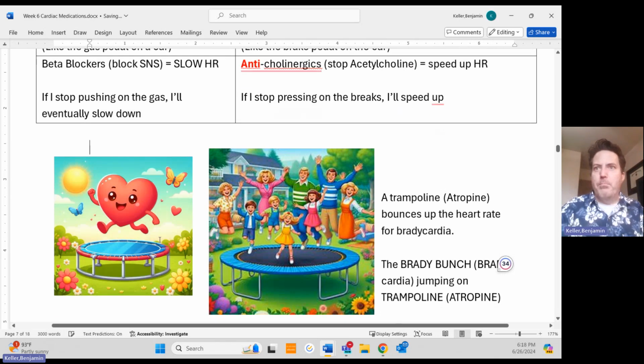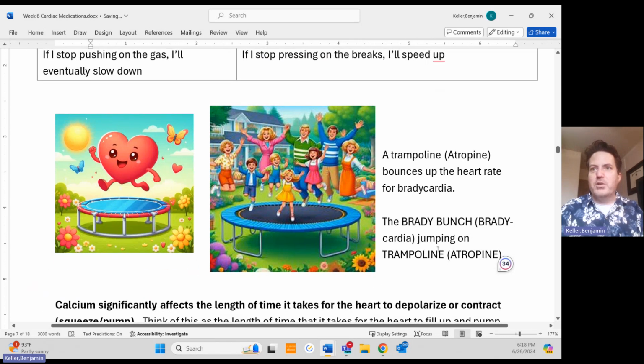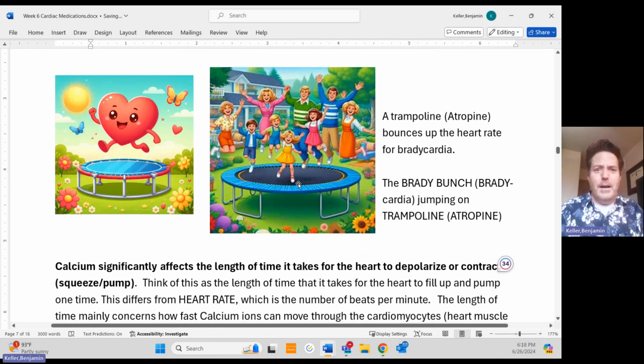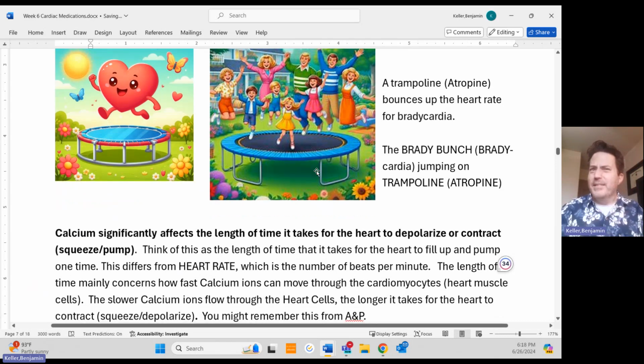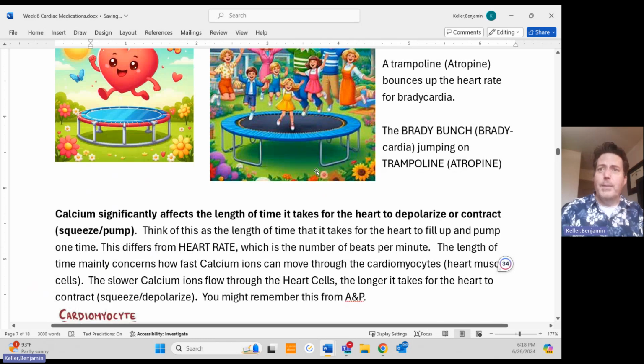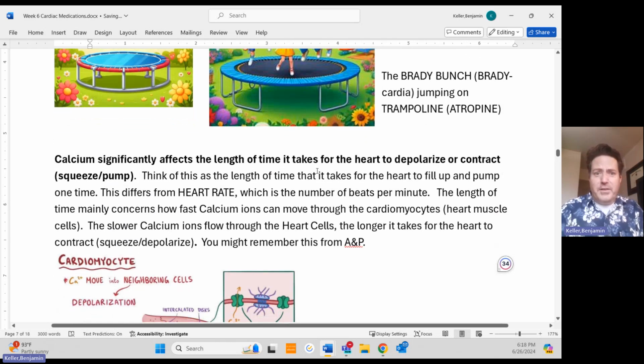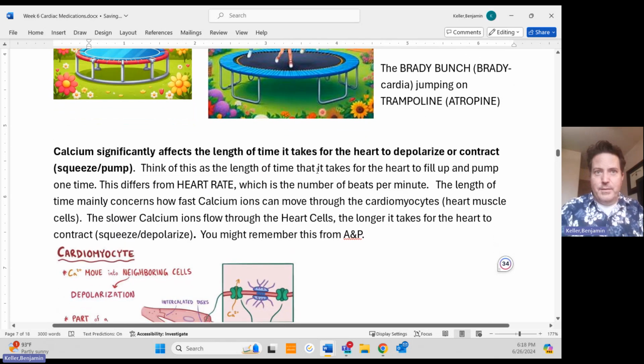And here's a heart bouncing on a trampoline for bradycardia. And then here's the Brady Bunch jumping on a trampoline for atropine. So you can think about that, a trampoline, atropine. And I used AI. I said, I want a picture of a heart bouncing up and down on a trampoline. It gave me this. And then I said, I want a picture of the Brady Bunch with their little hairstyles. And it gave me this one, jumping up and down on a trampoline. Is that interesting? I've never worked with AI before. But that's for you. There's a couple other ones that I've thrown in here too that you'll like.